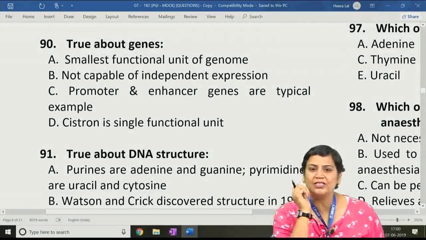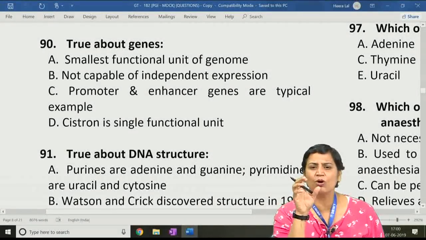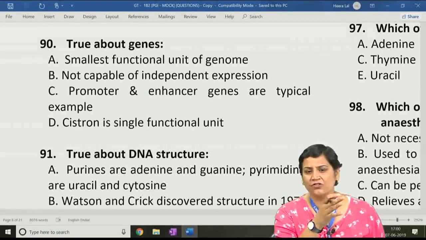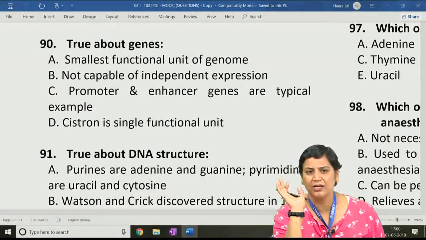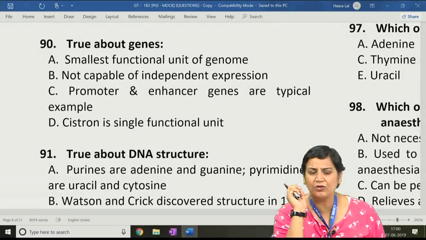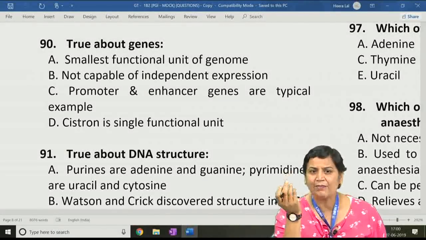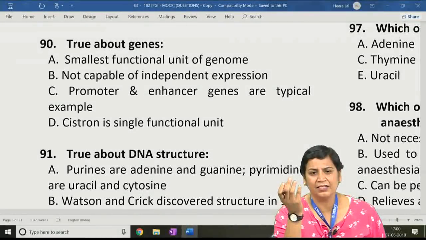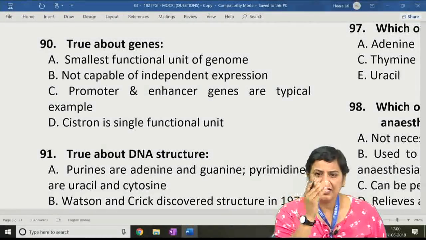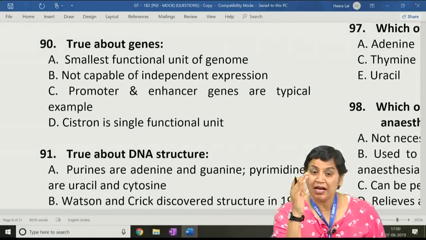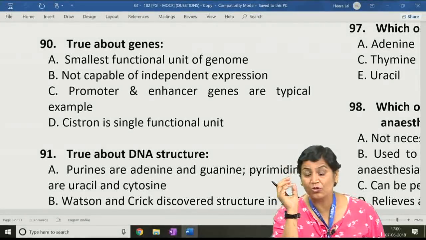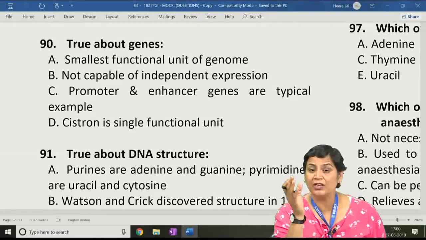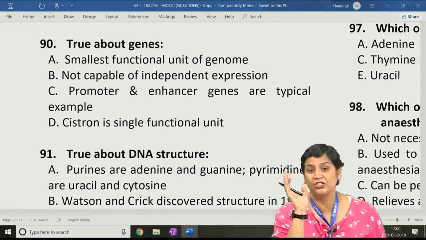Now all of us know genes are the smallest segment of DNA which are actually present on the chromosomes and which are transferred from one generation to another. So these are the smallest functional unit of genome. They are capable of independent expression. Promoter and enhancer genes are typical example, yes, because DNA is converted into RNA, RNA is converted into proteins. So ultimately it is what? The genes which are being transferred by transcription, by translation.